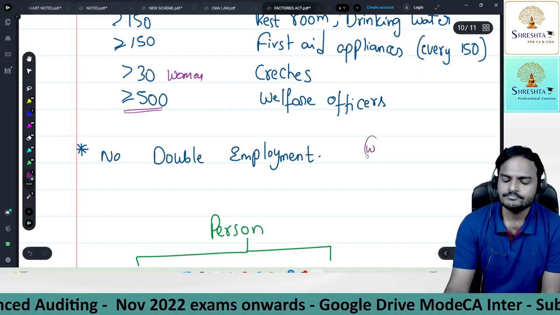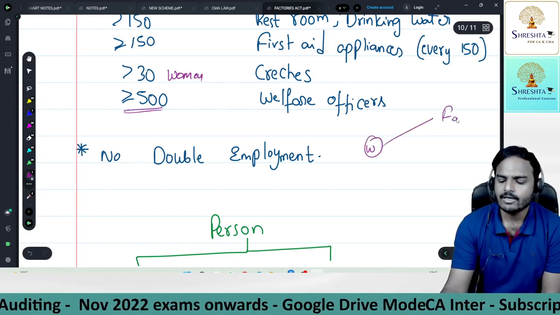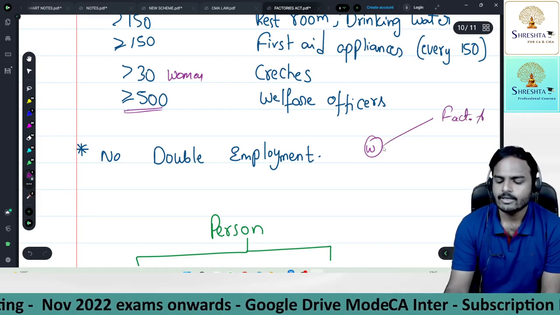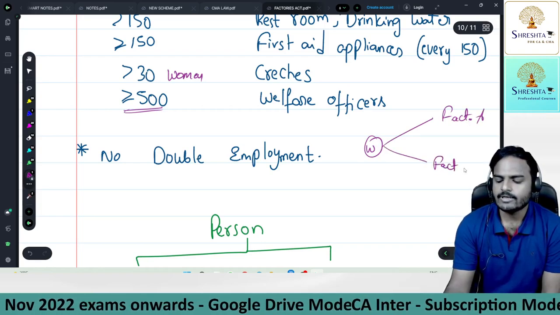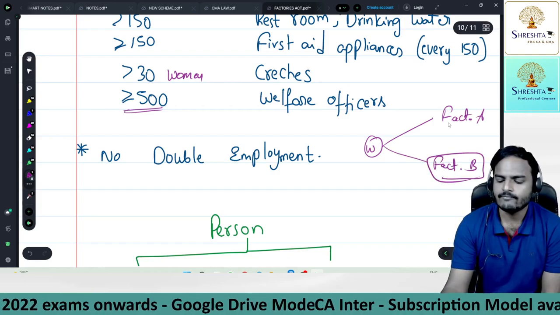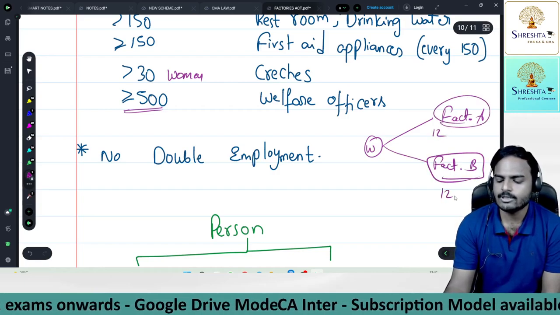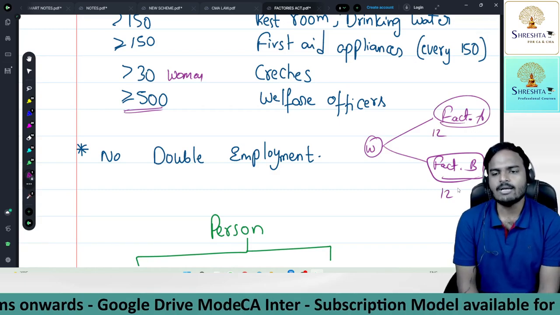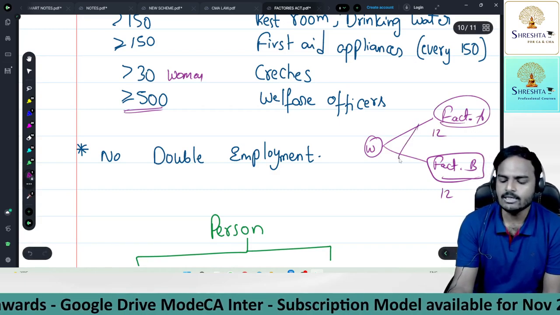A worker is working in factory A, and after completion of work in factory A, goes to factory B. In factory A, he worked for 12 hours. In factory B, he worked for 12 hours. So that is double employment. Double employment is strictly prohibited.